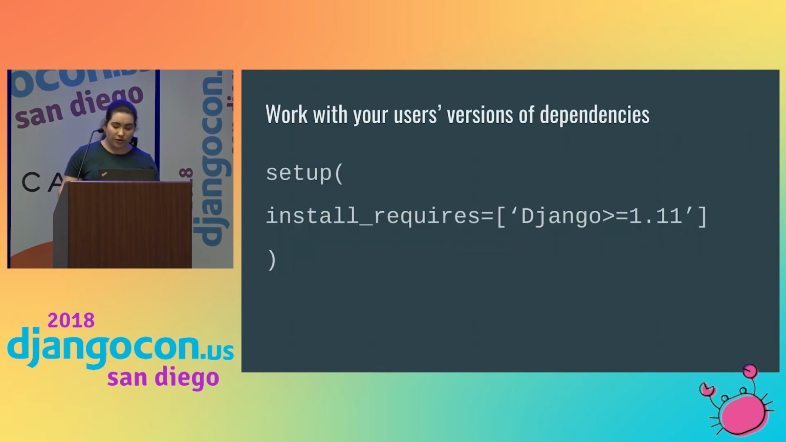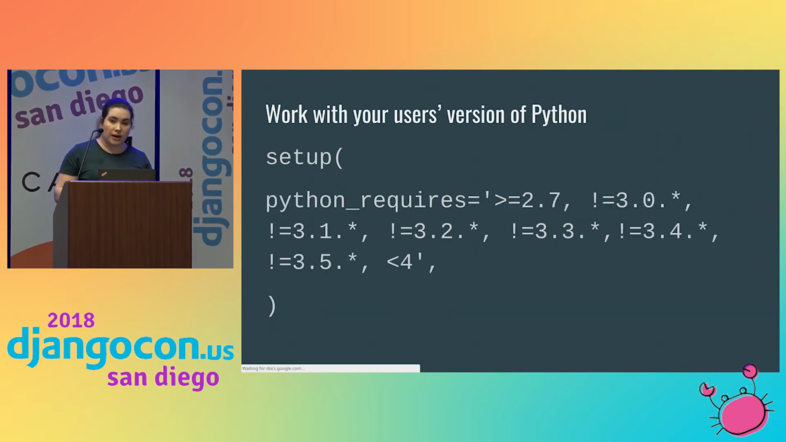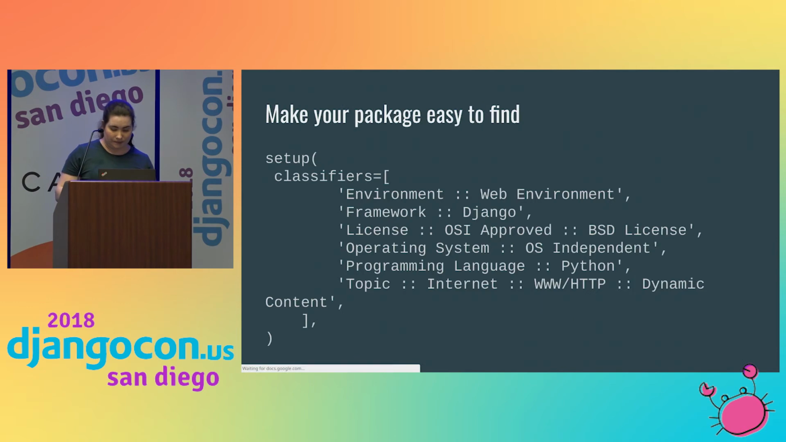It's important to work with your users' versions of dependencies. Avoid conflicting with what a user might already have installed in their project. It's a good idea to aim to allow all versions of Django with upstream support, and it's best to specify version ranges of other dependencies that your app will work with. It's also a good idea to work with your users' versions of Python, and to write for the versions of Python that Django will support, and this will include Python 2.7 until 2020.